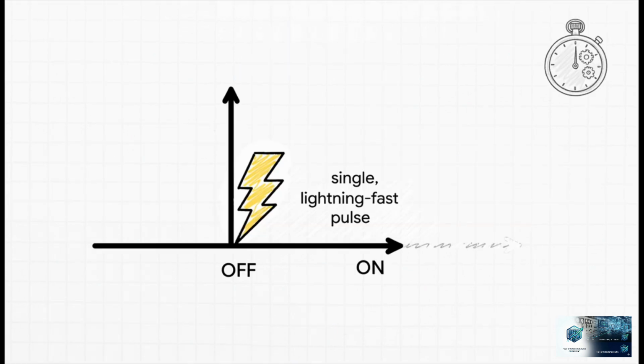And the answer, my friends, is edge detection. It's this brilliant programming tool that lets you generate a single lightning-fast pulse. And I mean fast. It only lasts for one scan cycle of the PLC. So it's not about the signal just being on. It's about capturing that split-second moment where the signal state actually changes. It's all about that timing.